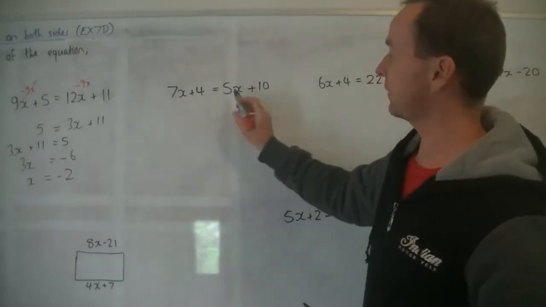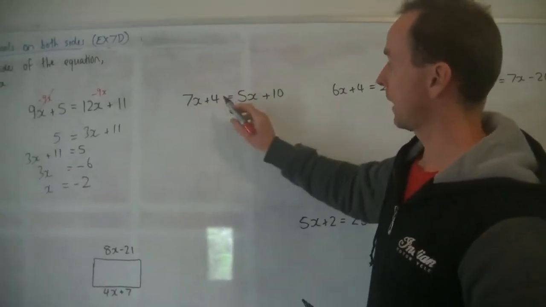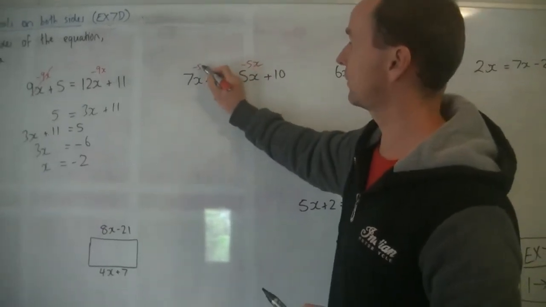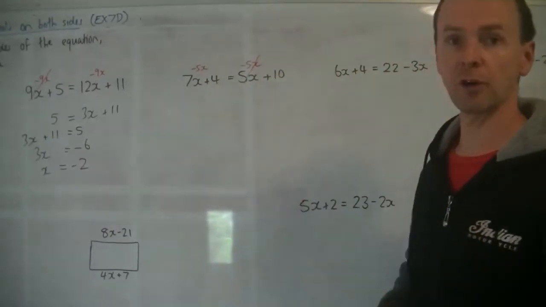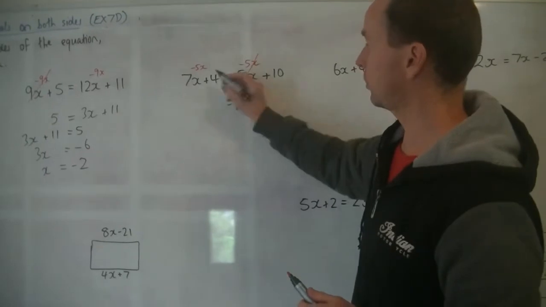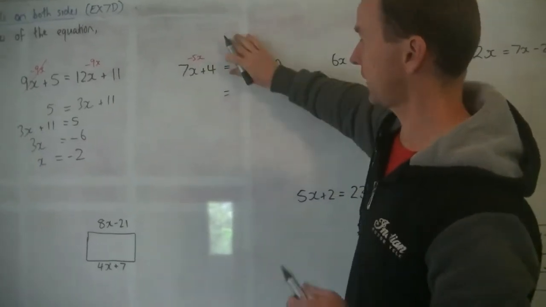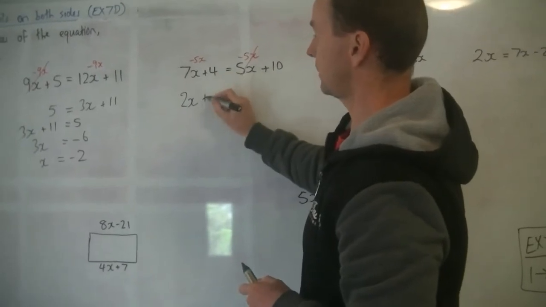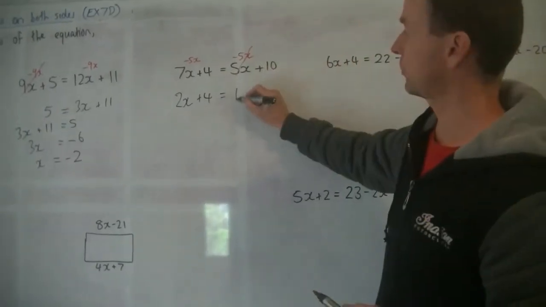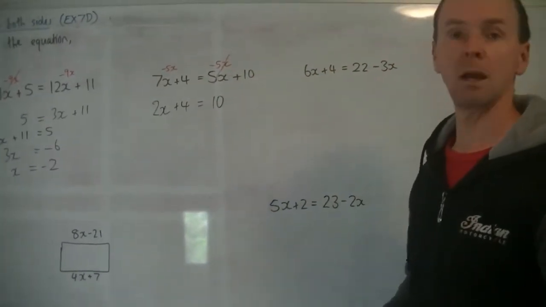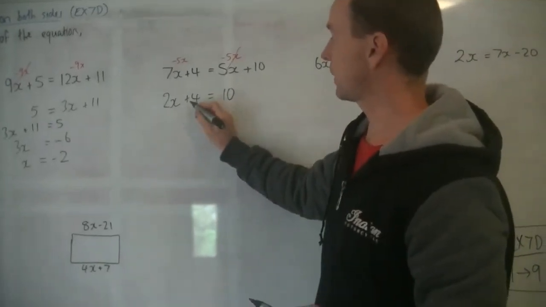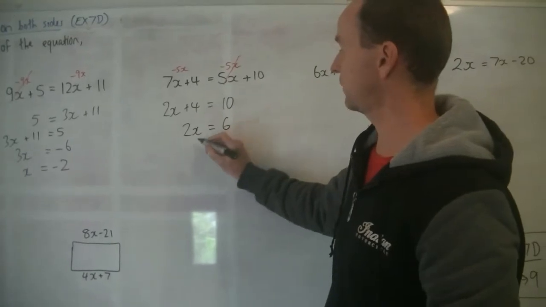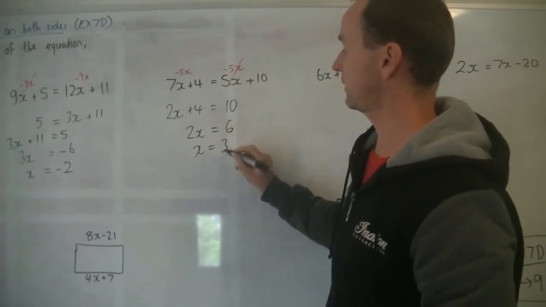We've got 7x and we've got 5x. So how do we get rid of 5x? We minus 5x to both sides. Always to both sides. Remember that. Put down the equals. On this side we've got, so cover that up. This side we've got 7x minus 5x is 2x plus 4. On this side we've just got 10. Alright, easy peasy now. So minus 4 to both sides, whoops. So we've got 2x equals 6, divide by 2, x equals 3.